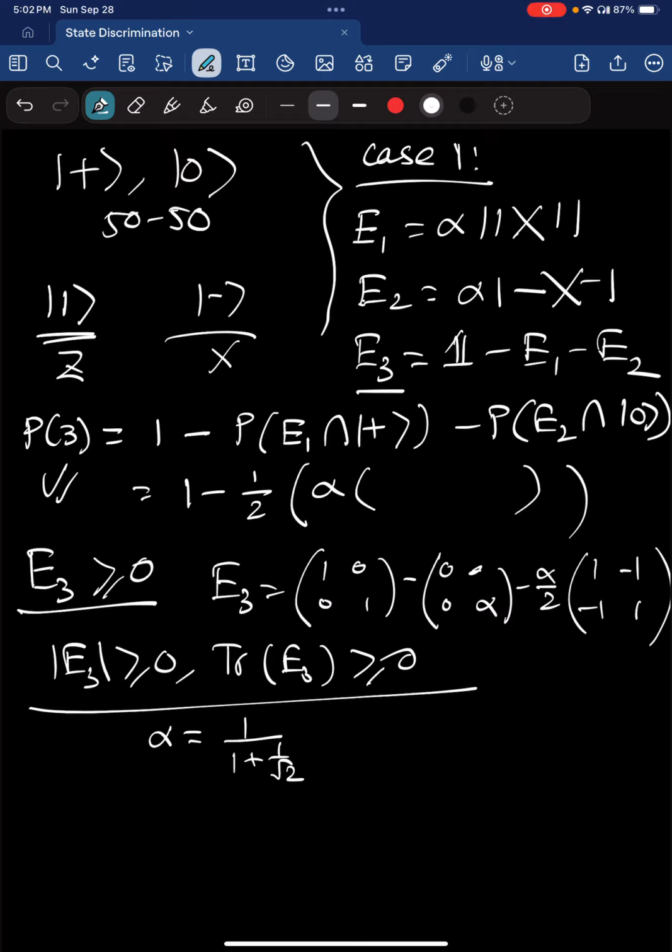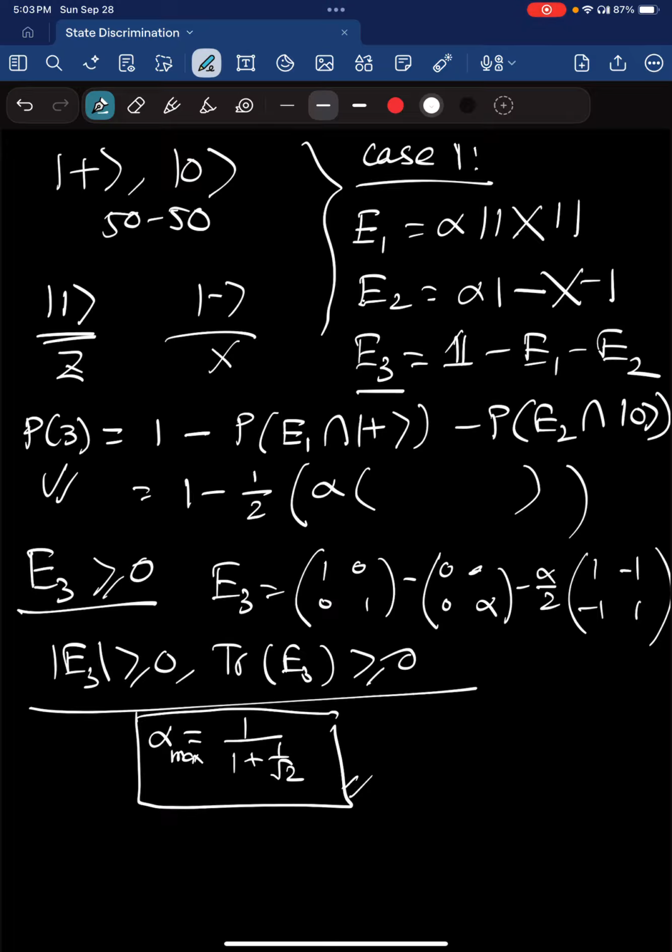Okay, so just perfect. This is how we actually get the value of alpha max, and that's how we get the optimal POVM, where we can differentiate these two states with an allowed inconclusive outcome. The POVMs can be found by just putting in this value of alpha.